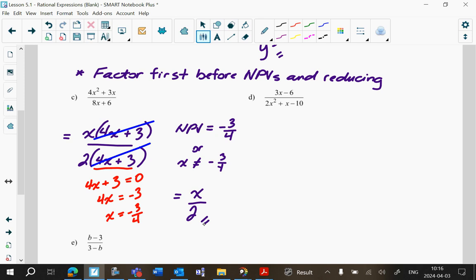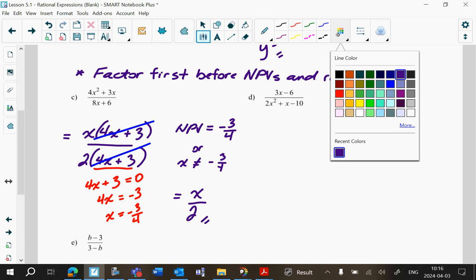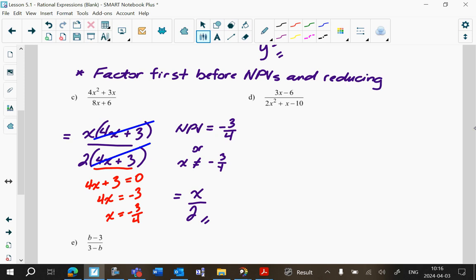For D, I'm going to have to factor again. What do you think about the top? What kind of factoring? GCF. I can take a 3 out, and the other factor, after I divide both by 3, will be x minus 2. The bottom is a trinomial. And it's not one of the simple ones, because it's got a 2x squared. So this is where we've got to do like the rainbow thingy.